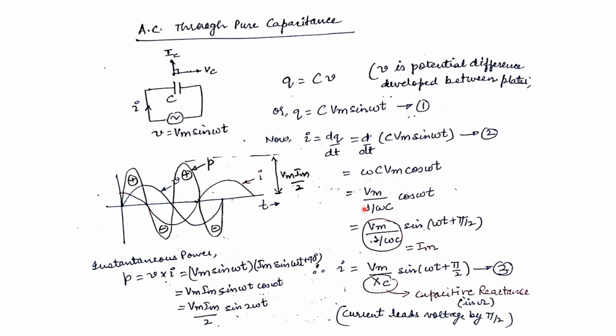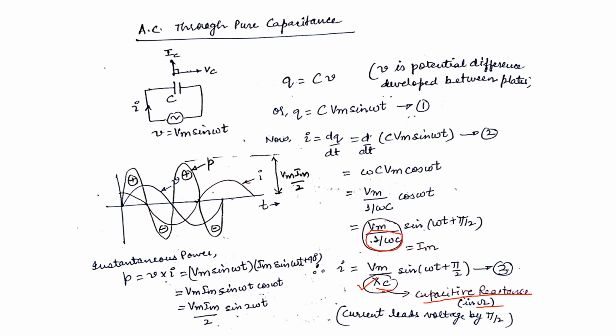Differentiating this, we have Vm upon 1 by omega C cos omega t. Now here Vm upon 1 upon omega C is called the maximum value of this current, which will be obtained when sine of omega t plus pi by 2 is equal to 1. This quantity 1 upon omega C is also known as Xc, the capacitive reactance, and the unit is ohms.